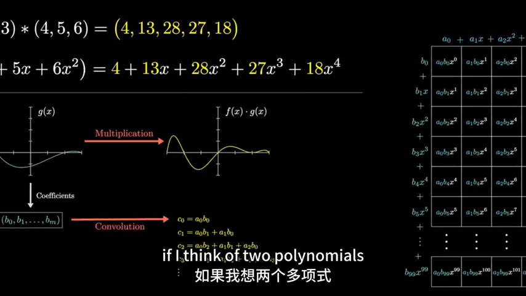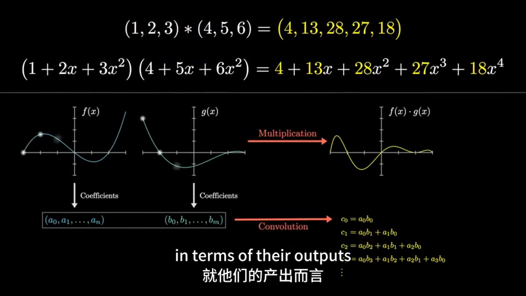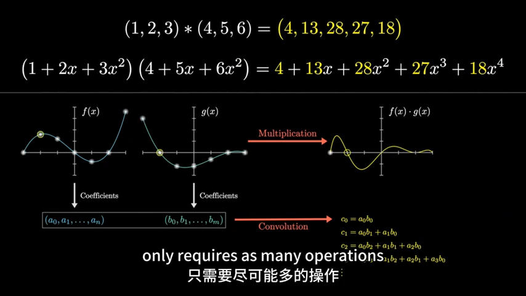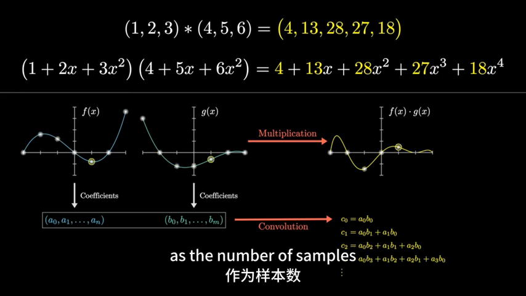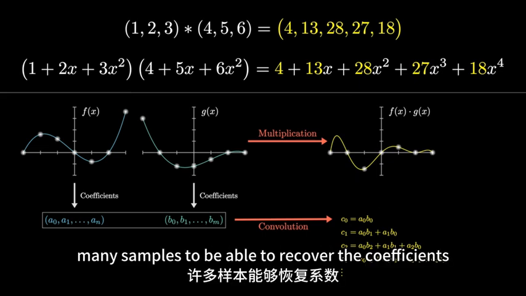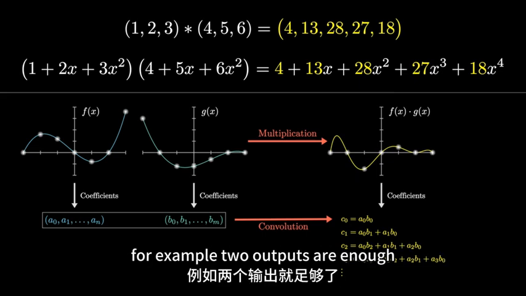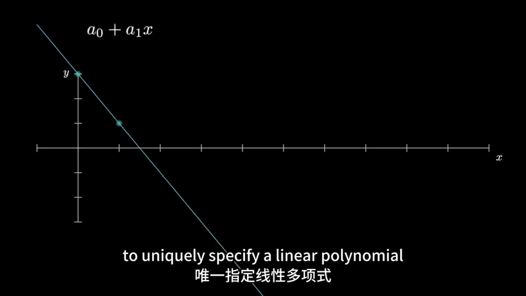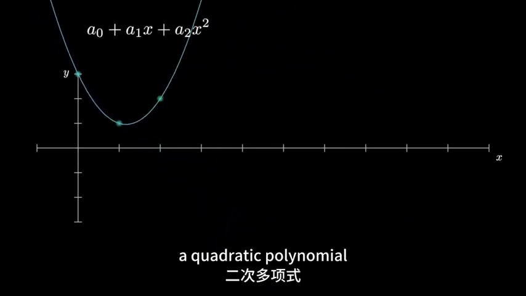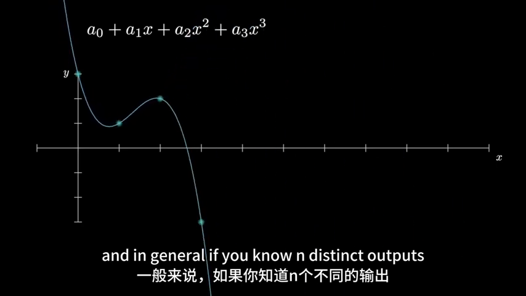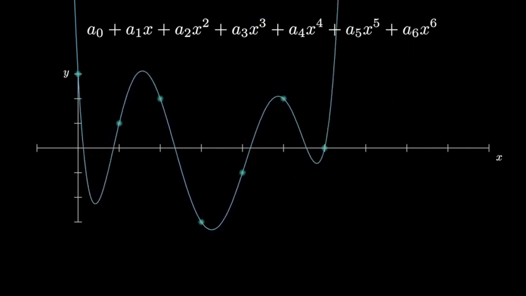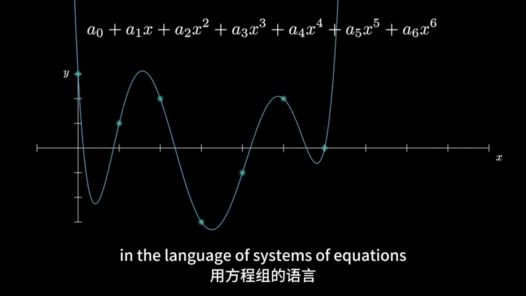On the other hand, if I think of two polynomials in terms of their outputs, for example, sampling their values at some handful of inputs, then multiplying them only requires as many operations as the number of samples, since again, it's a pointwise operation. And with polynomials, you only need finitely many samples to be able to recover the coefficients. For example, 2 outputs are enough to uniquely specify a linear polynomial, 3 outputs would be enough to uniquely specify a quadratic polynomial, and in general, if you know n distinct outputs, that's enough to uniquely specify a polynomial that has n different coefficients.